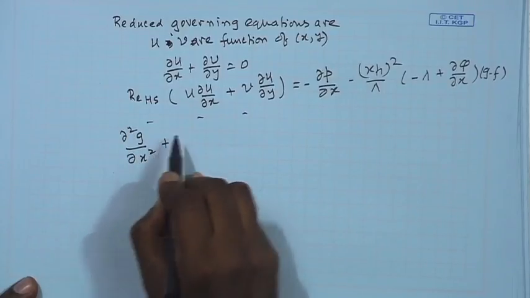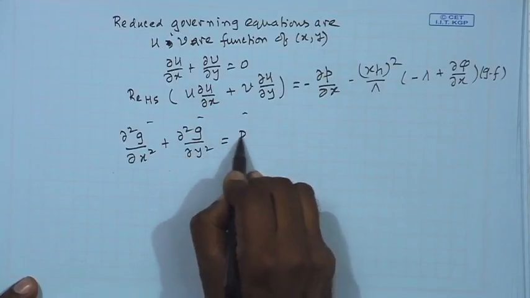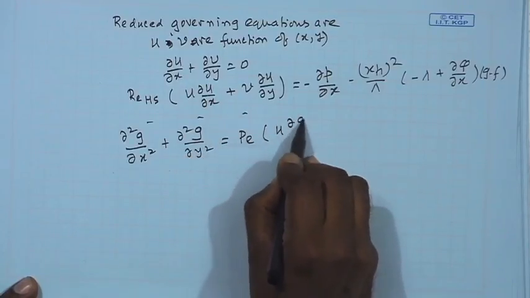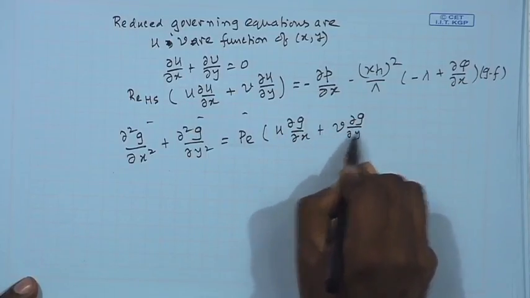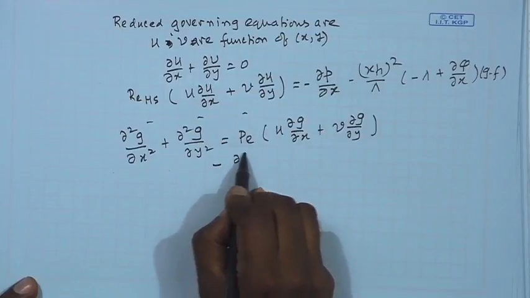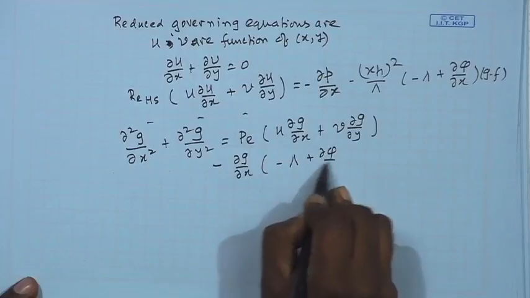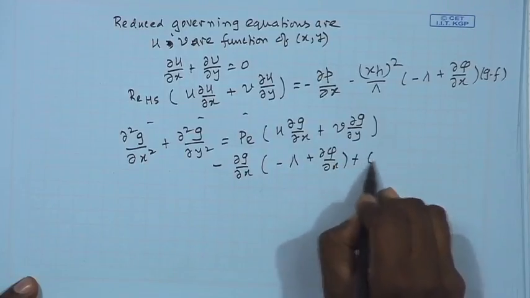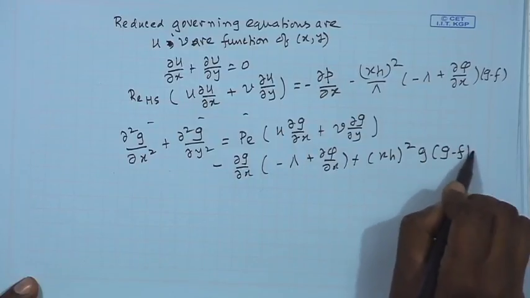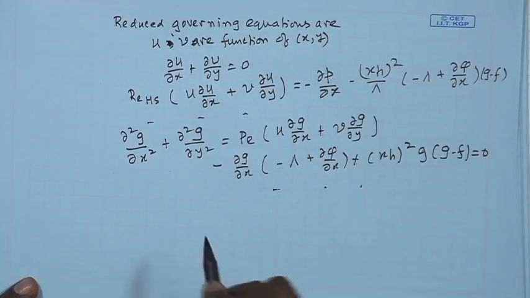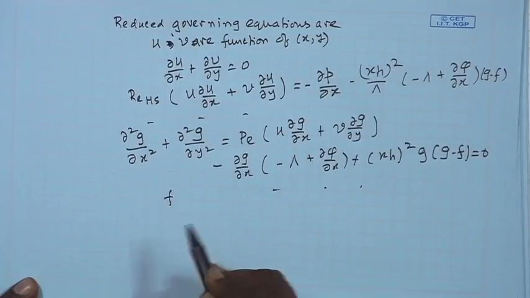And the distribution of positive ions is governed by this advection diffusion equation. This is Pe u del G del x plus V del G del y minus del G del x minus lambda plus del phi del x plus kappa h whole square G into G minus F equal to 0. And likewise, we can find out the equation for F and so on.